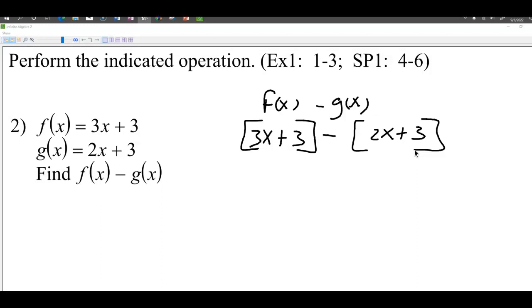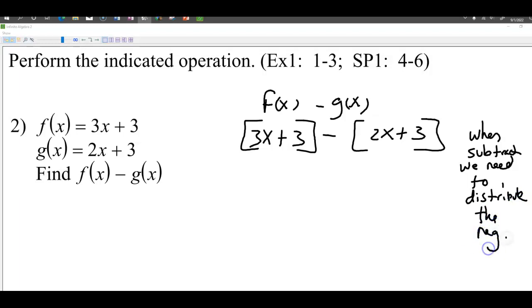All right, now this is where the different step comes in here for subtraction, okay? When subtracting, we need to distribute the negative. So that negative there, we're going to distribute into the parentheses or the brackets, and after you do that, you can get rid of the bracket. So negative 1 times 2x is going to be negative 2x. Negative 1 times 3 is negative 3. So it just changes their signs.